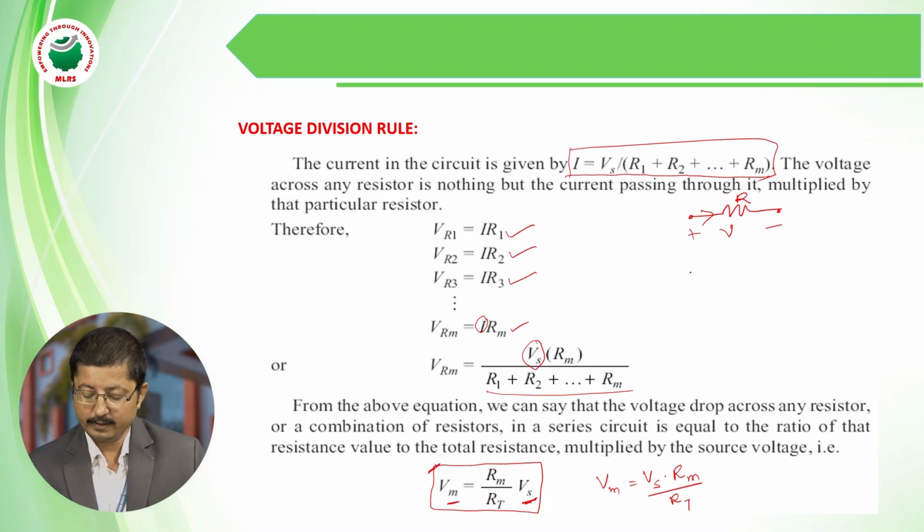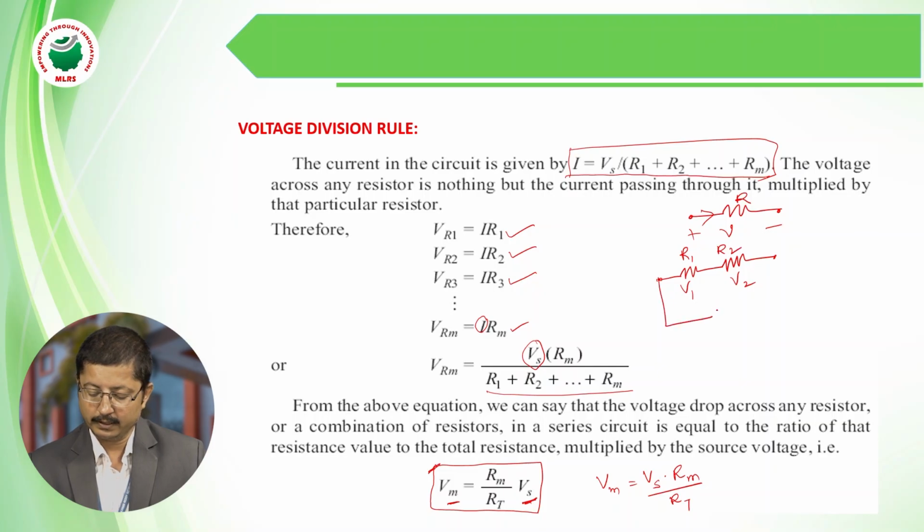Now let us see one simple example. We can take two resistors connected in series. Let us find what V1 and V2 are. These are R1 and R2, and this is the total voltage or source voltage applied here. So Vs is the source voltage applied here.